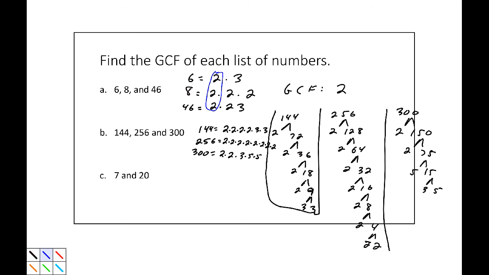So looking for common factors, they all have 2 2's. And that's all, because 256 doesn't have any 3's as factors, nor 5's. So 2 times 2 is 4, so my greatest common factor is 4.